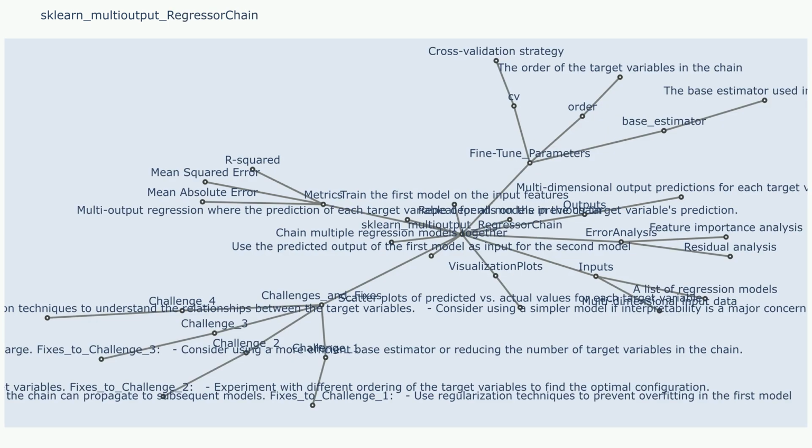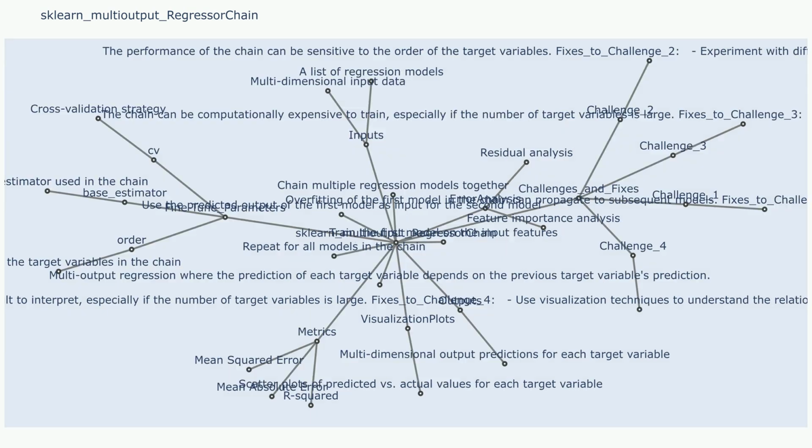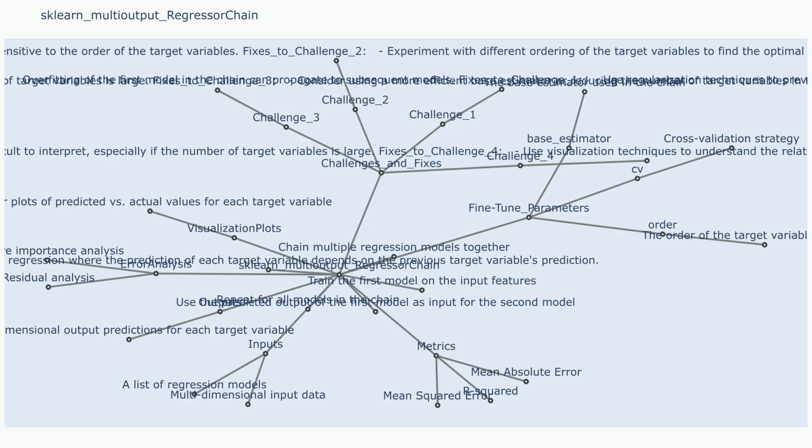sklearn multi-output regressor chain. Description. The RegressorChain class in scikit-learn (sklearn) implements a multi-output regression strategy that treats the prediction of multiple target variables as a chain of dependent regressions. This means that the prediction of each target variable relies on the predictions made for the preceding target variables in the chain. Inputs. X: a 2D array representing the input features.